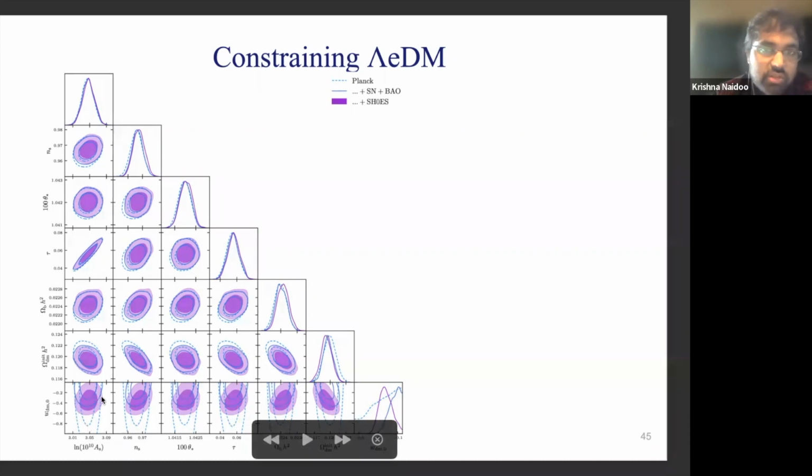If we include supernova from Pantheon and BAO measurements from BOSS, this constrains the values closer to 0 for the equation of state. But if we include a prior on the Hubble constant from SH0ES, then we are pulled slightly away from 0 towards a non-zero value for the dark matter equation of state.